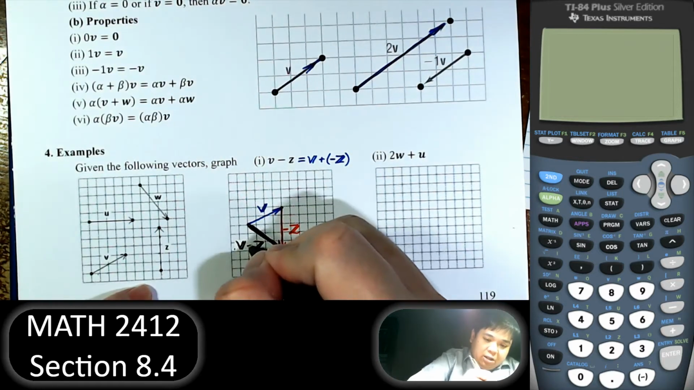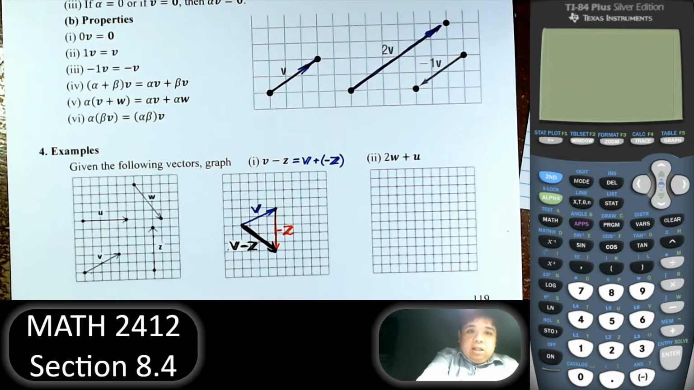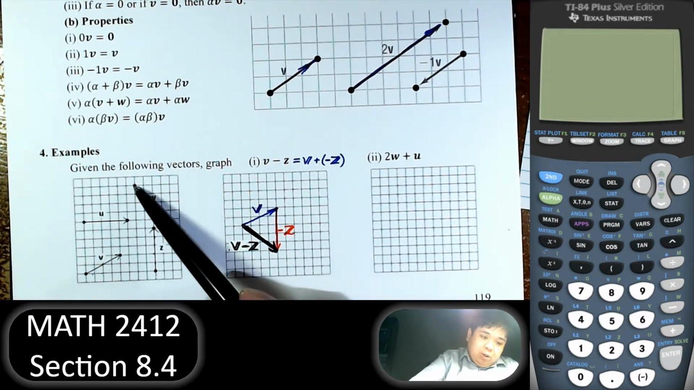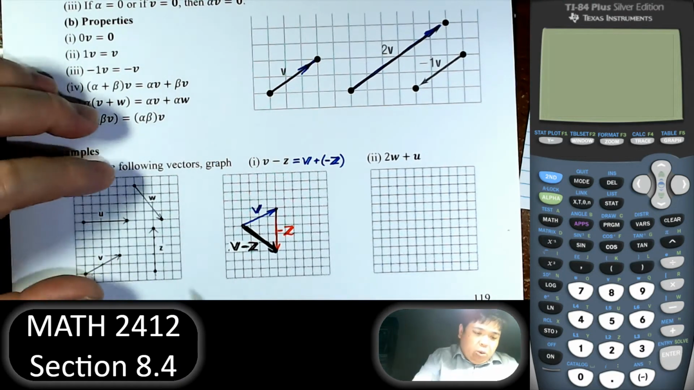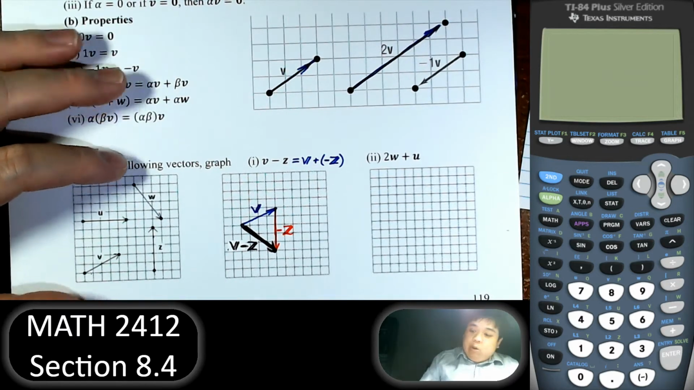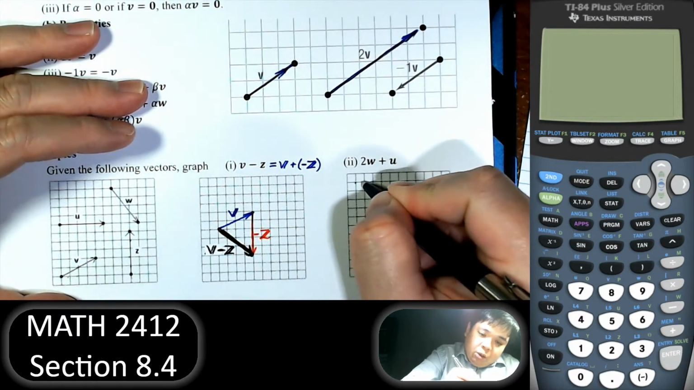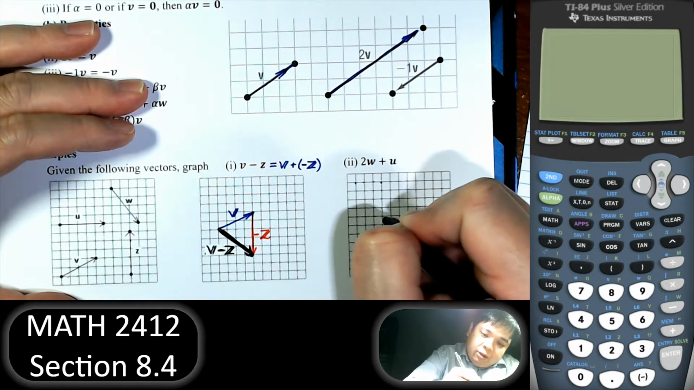So that is V minus Z. Right, next, 2W plus U. Vector W is this, and we're going to have twice as long. Originally we have 1, 2, 3 to the right, and then 4 units down. So that is W. So 1, 2, 3 to the right, and 4 units down.